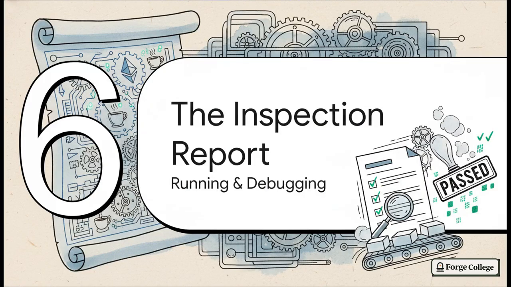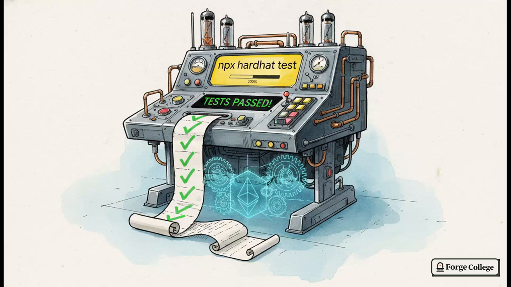Section 6. Running and debugging tests. All right, the blueprint is drawn, the assertions are set. It's time to run the machinery and look at the final inspection report. You'll pull up your terminal and punch in this exact command, npx hardhat test.